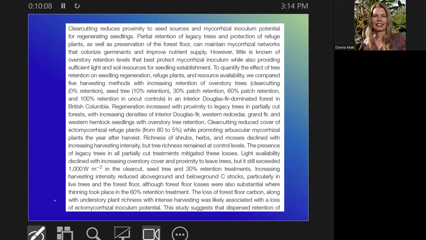Partial retention of legacy trees and protection of refuge plants. So she's saying refuge plants with regard to mycorrhizal fungi, as well as preservation of the forest floor, so the leaf litter and all of that. She also brings up mosses on the forest floor. They can maintain mycorrhizal networks and help colonize the new seedlings. The germinants are the new seeds that germinate and grow.